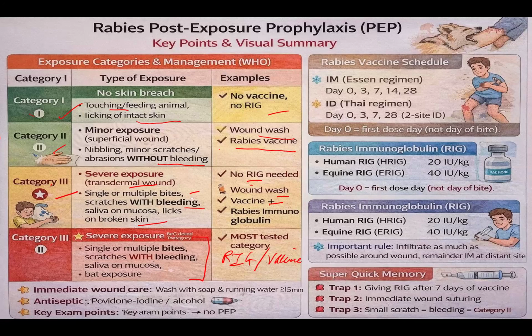Category 2, only two things: rabies vaccine and wound wash. Category 1, no vaccine, no immunoglobulin, just washing of your hand. There is no wound basically, so just wash your hands properly.